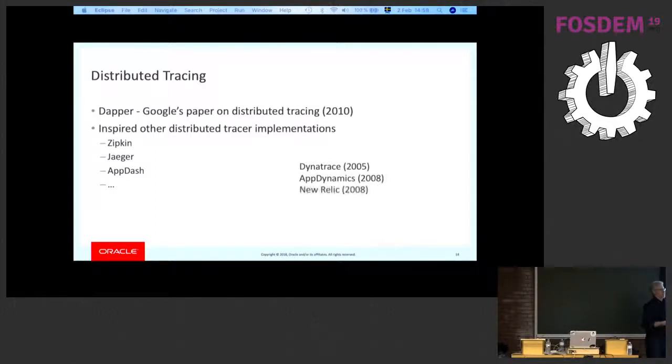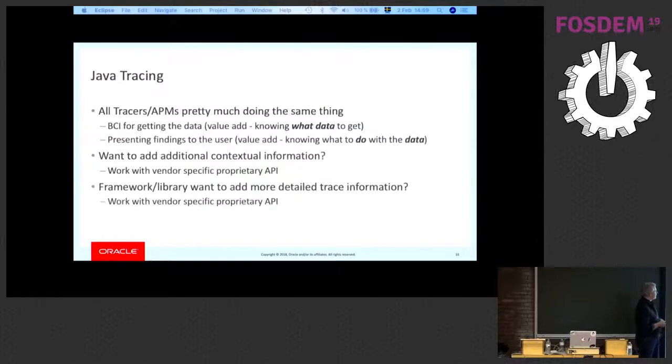Of course, this is nothing new. Distributed tracing is something that people have been doing for quite some time. All the APM vendors are doing this in one way or another. And they are all doing pretty much the same thing if we talk about Java land. Everybody's using bytecode instrumentation to get data from various different systems. So the differentiation here is really about what to instrument, what data to get. And the other part of the differentiation is how they present the data to the user. So the value add here is knowing what to actually do with the data once you have it.